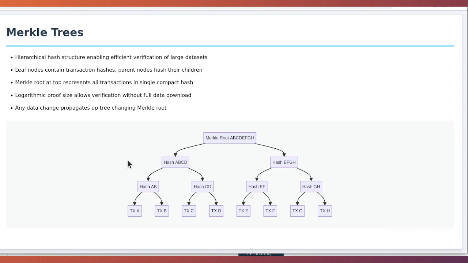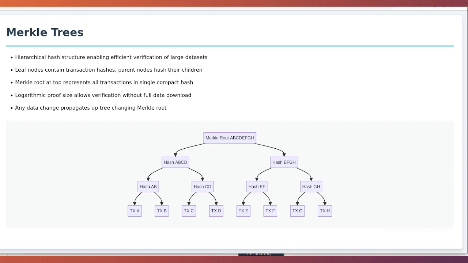In blockchain, each block contains potentially thousands of transactions. Rather than storing every transaction hash in the block header, blocks only store the Merkle root. This single hash represents all transactions in the block in a compact, verifiable way. The elegance of the Merkle tree lies in its efficiency.